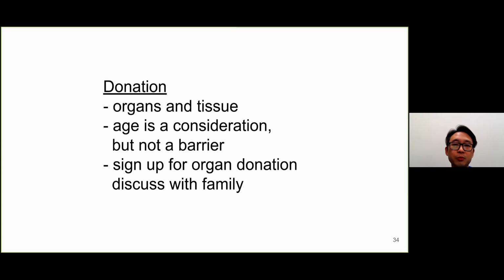We're able to transplant livers from donors who are 70, 80 years of age. And finally, if organ and tissue donation is something you would like to do, the most surefire way to make sure your wishes are followed is to sign up on the organ donation registry. And even if you're not ready to do this, I think having a discussion with your family to let them know how you feel is quite important.